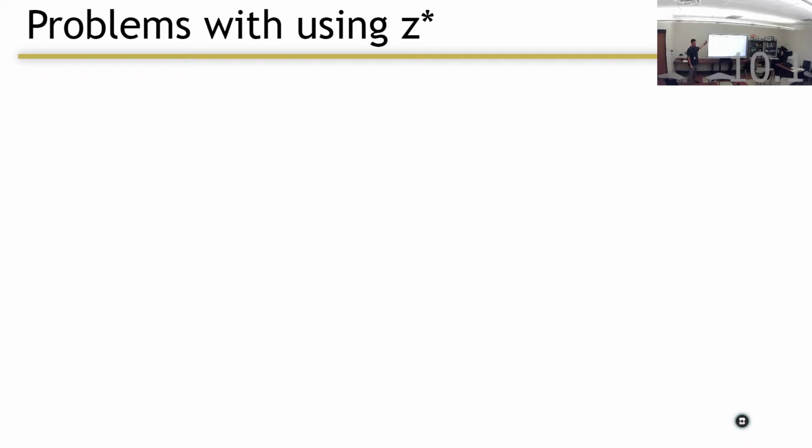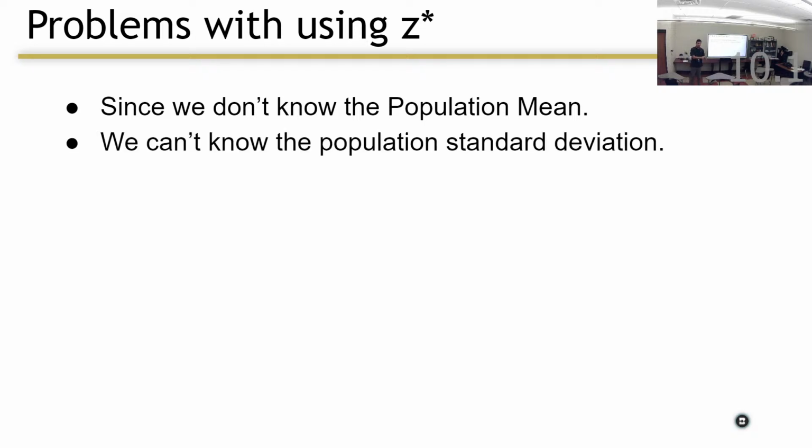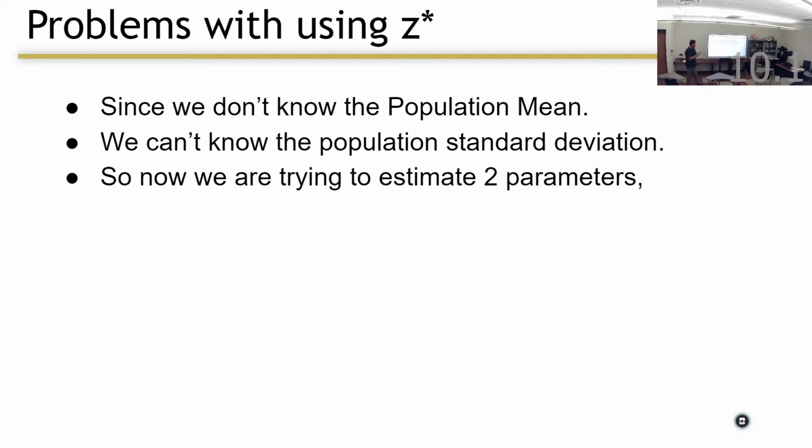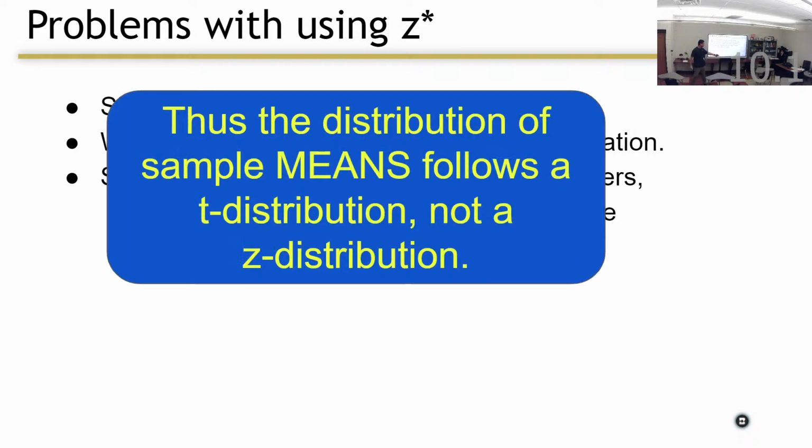Here's the problem with using Z. Since we don't know the population mean, I don't know the population standard deviation. And if I don't know the population standard deviation, I'm having to estimate two parameters, the mean and the standard deviation, from two samples. Okay with that? So I'm introducing more variability because I got the variability from the mean and I got the variability from the standard deviation. So we got more variability when I'm combining all that together.